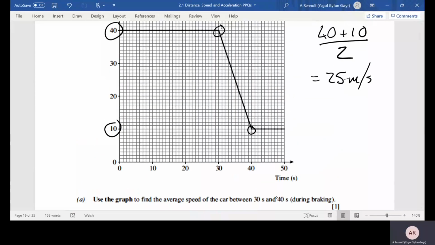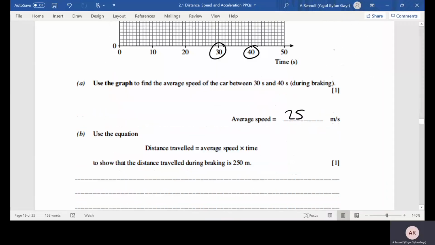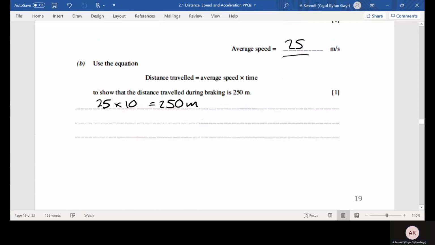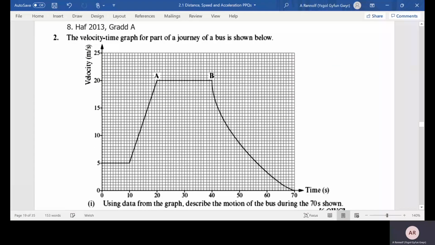And use the equation distance traveled equals average speed times time to show that the distance traveled is 250. Well, that deceleration takes place over 10 seconds. So our time is 10. Our average speed is 25. So 25 times 10 is 250 meters. So that's the distance traveled during that braking. Pause the video here and have a go at the last question on this video.